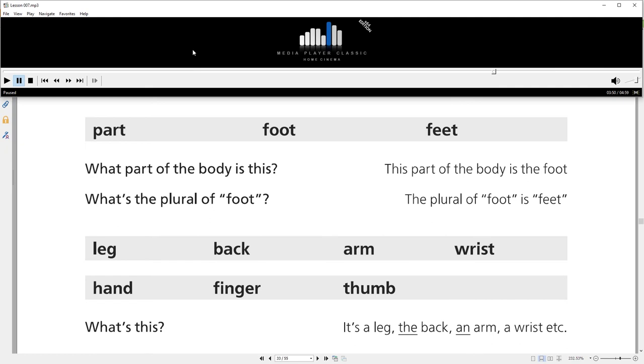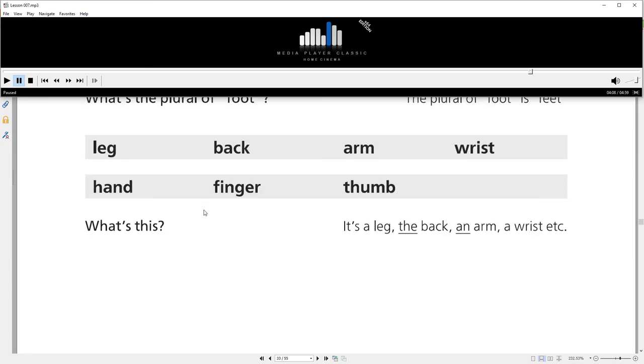Part. Foot. Feet. What part of the body is this? This part of the body is the foot. What's the plural of foot? The plural of foot is feet.